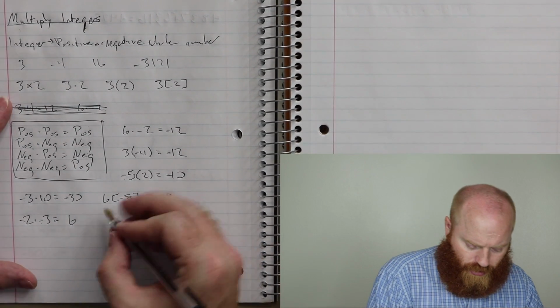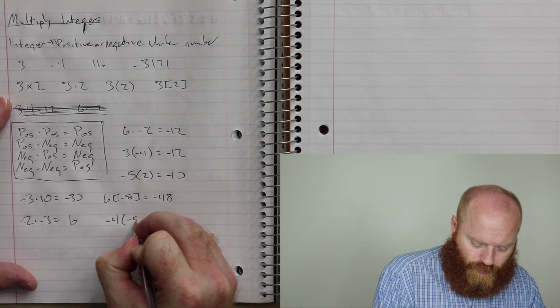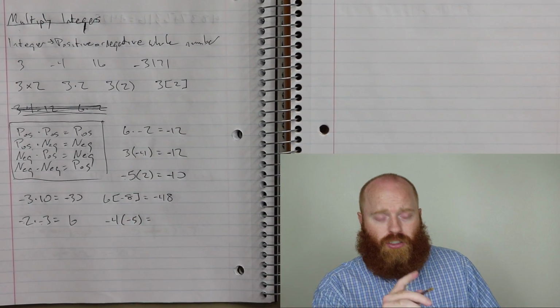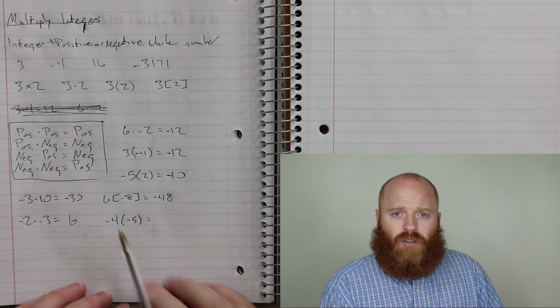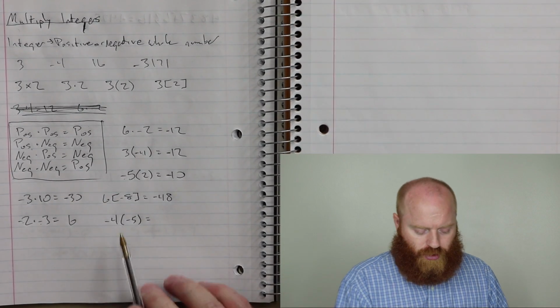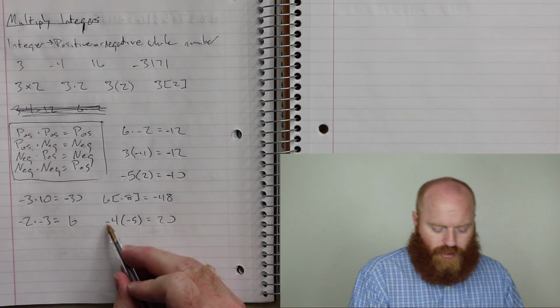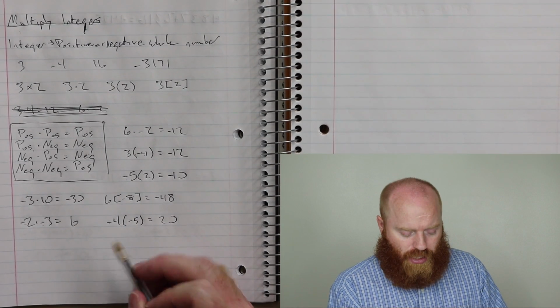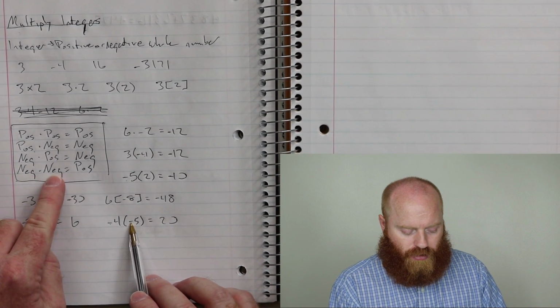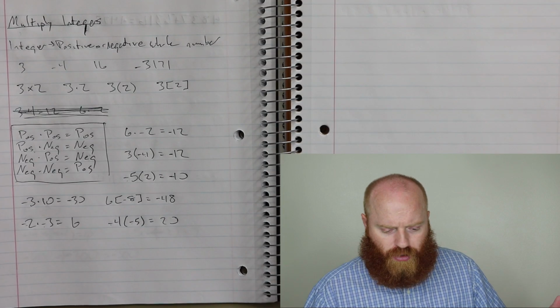Let's move on. Let's take negative 4 times negative 5. A number touching a grouping symbol implies multiplication. So 4 times 5 is 20. Negative times a negative cancel, and you get a positive result. The answer is positive 20.